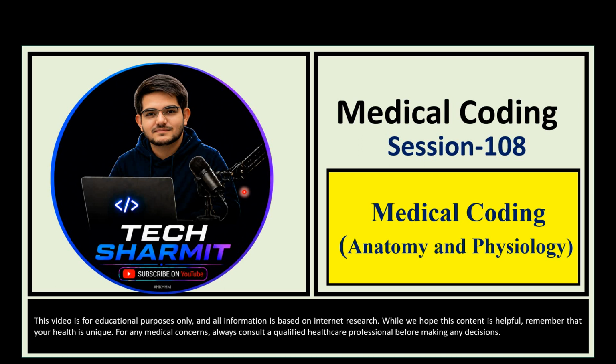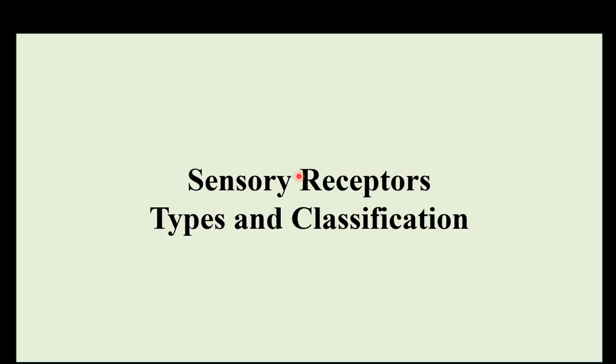In this session, we are going to talk about another very important topic related to medical coding and anatomy, where we will be discussing sensory receptors and their types and classification. This is a very broad topic and there are many things we should know. In this session, I'll first explain what sensory receptors are, how they work, and what their advantages are.